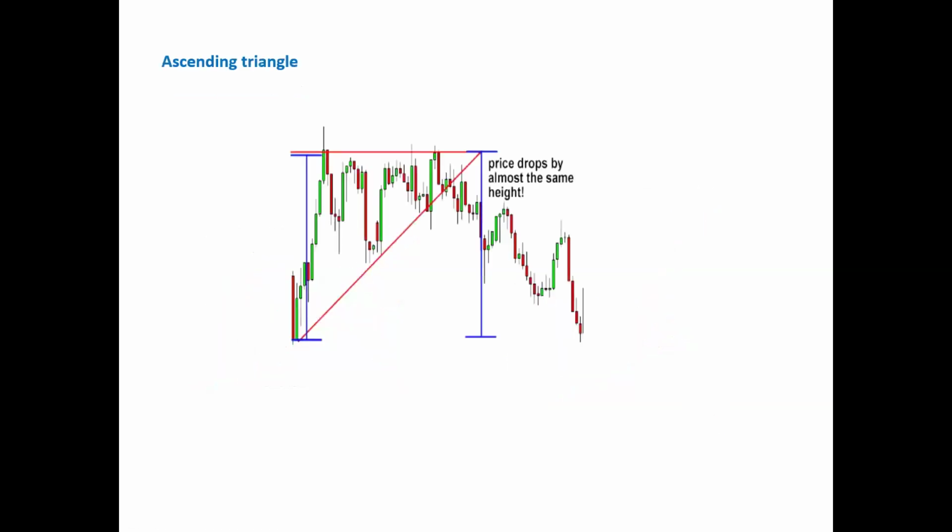Then we have the ascending triangle. Now the ascending triangle is formed when price is reversing from an uptrend again to a downtrend, but this time around in a triangle pattern. So how is it formed?